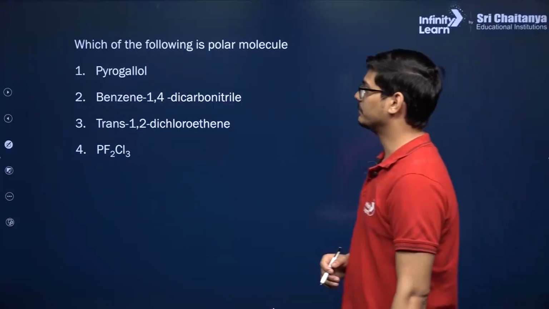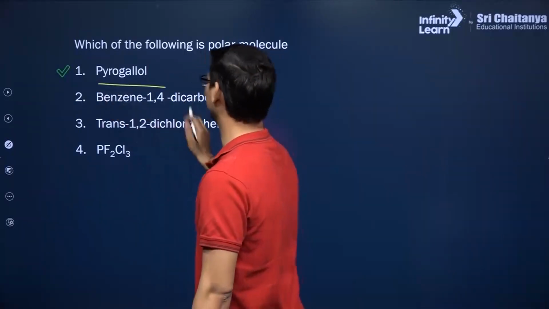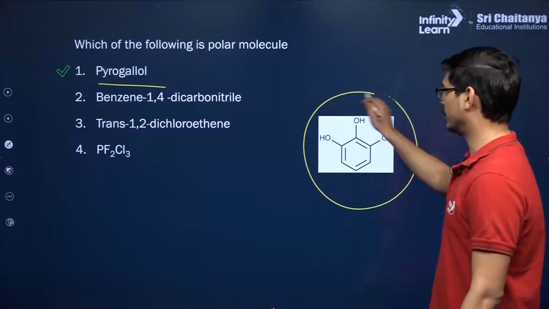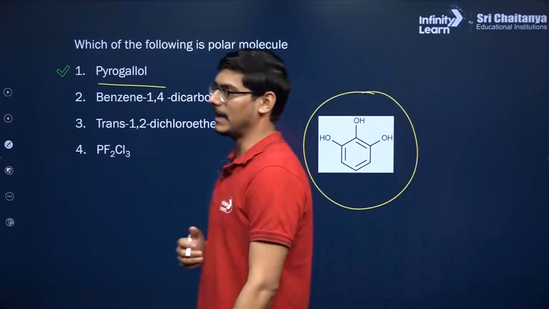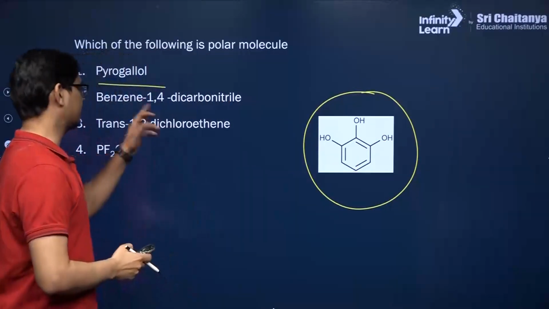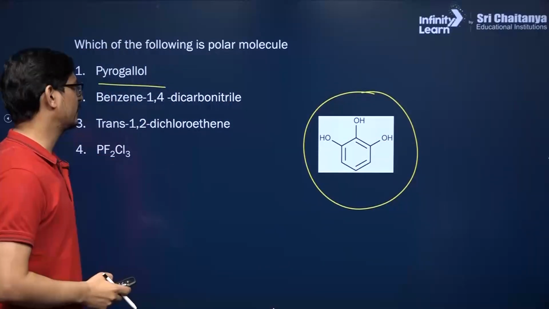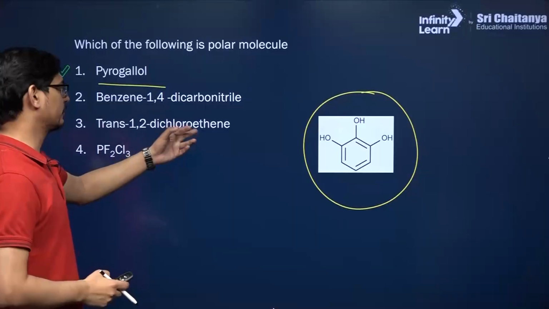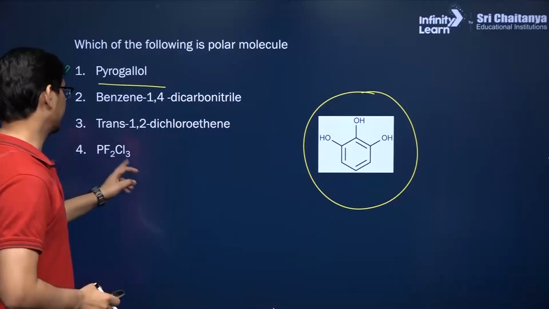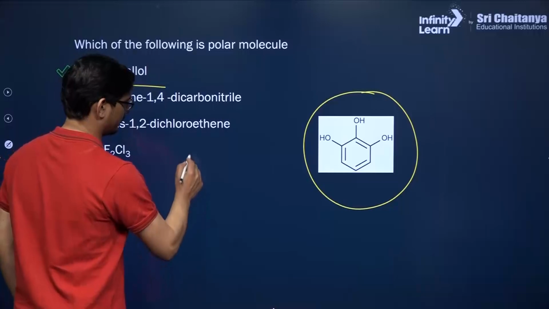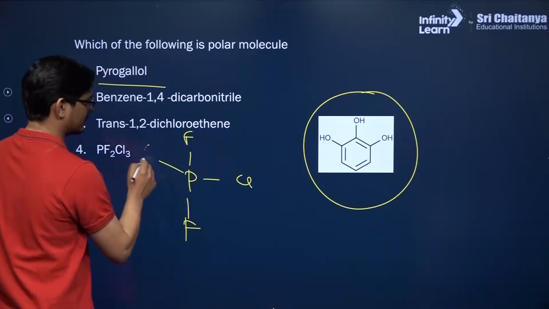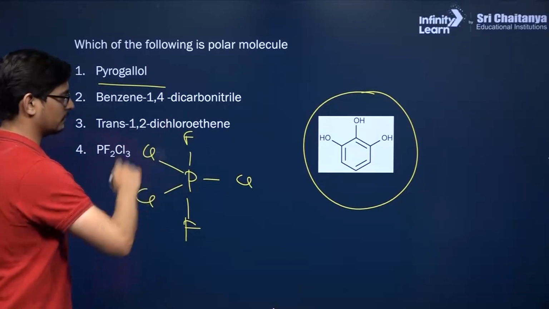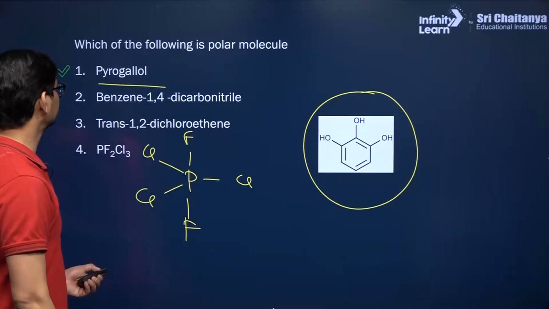In this, which of the following is a polar molecule? That is pyrogallol, and the reason is this. This is the molecule. You can see that all their individual bond dipoles will add up, whereas in this benzene 1,4 they are para, the dipole moment will cancel. Trans 1,2 dichloroethene, again it will cancel, right? And PF2Cl3, guys, so remember, in trigonal bipyramidal geometry, the more electronegative atom occupies the axial position, so here also the dipole moments cancel out, right?